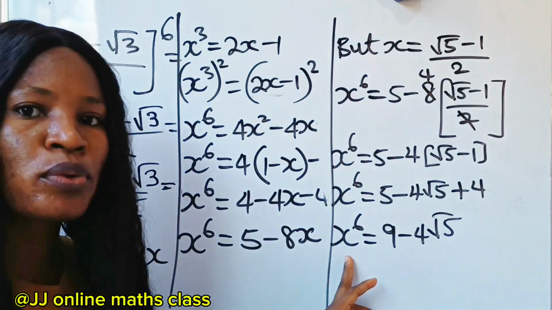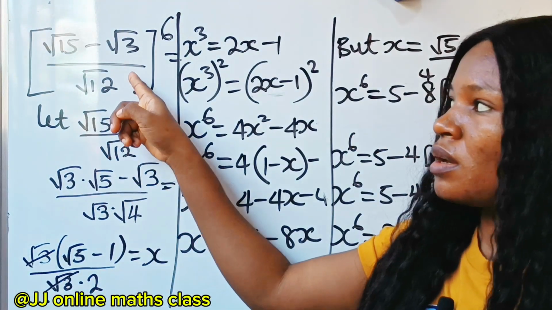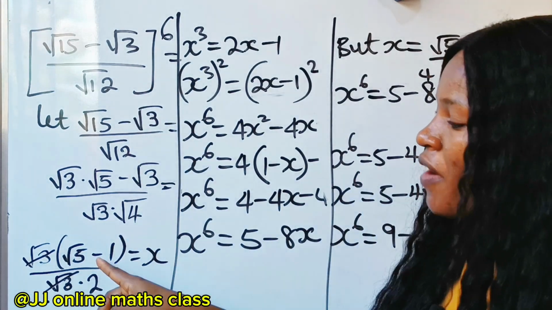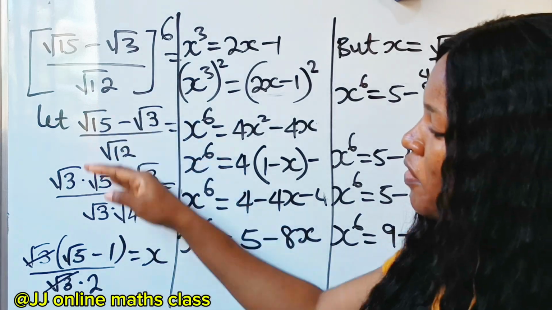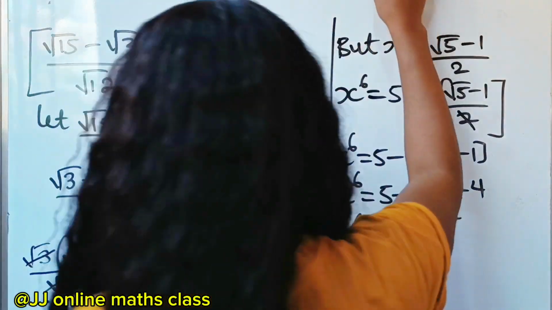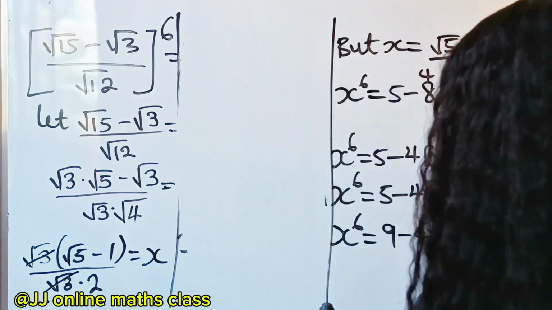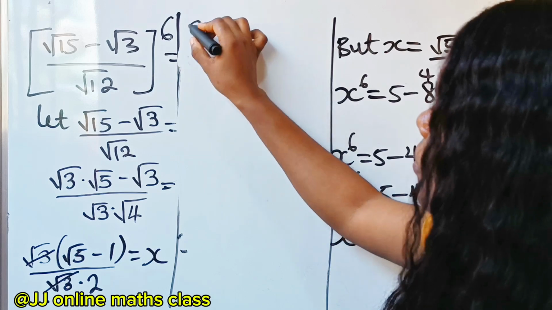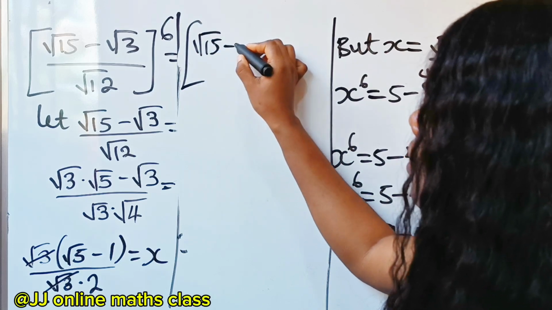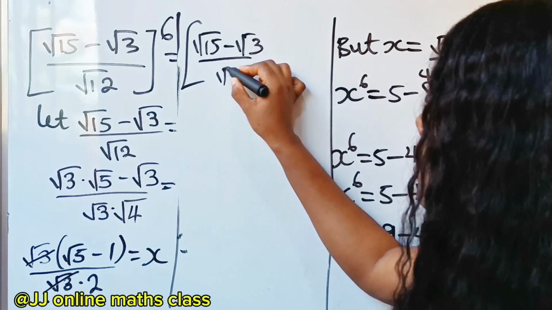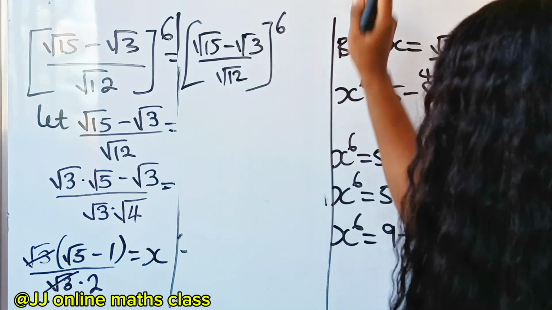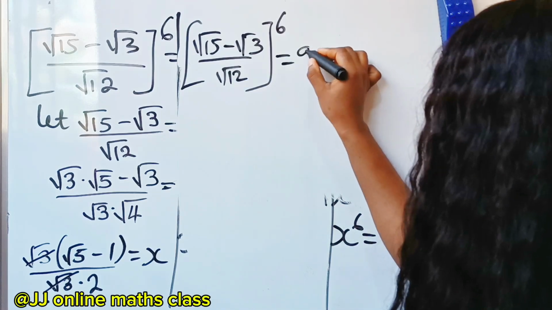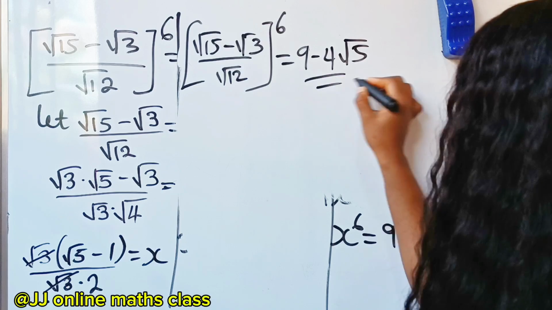Now, the x I'm going to put here now is going to be this one. Yes, because this is the question. Though I use the simplified form while solving it here, because if I don't use this, I will also continue to simplify it again, and I don't want to do that. So we can now say that x to the power of 6, that is x raised to the power of, that is square root of 15 minus square root of 3 divided by square root of 12, everything raised to the power of 6 is equal to, our final answer here is what? 9 minus 4 root 5. And that is the answer.